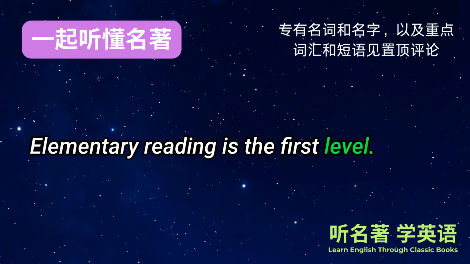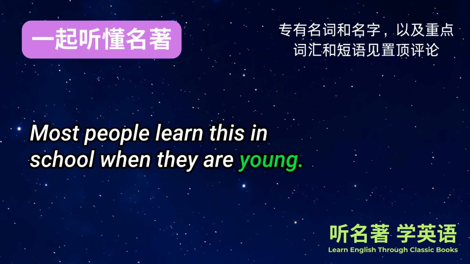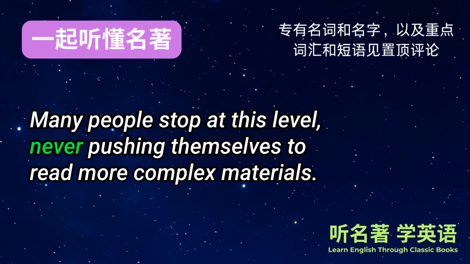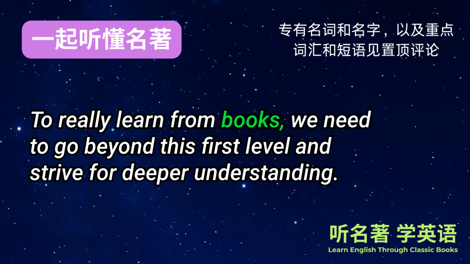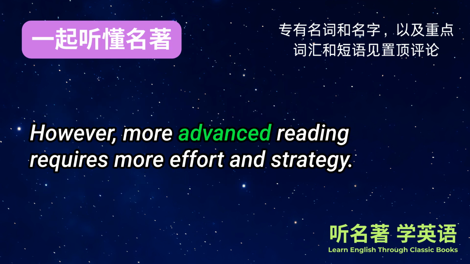Elementary reading is the first level. It is the basic ability to read words and understand their meanings. Most people learn this in school when they are young. However, the authors say that just knowing how to read words is not enough. Many people stop at this level, never pushing themselves to read more complex materials. To really learn from books, we need to go beyond this first level and strive for deeper understanding. At this stage, a person can read simple books, follow instructions, and understand basic written communication. However, more advanced reading requires more effort and strategy.